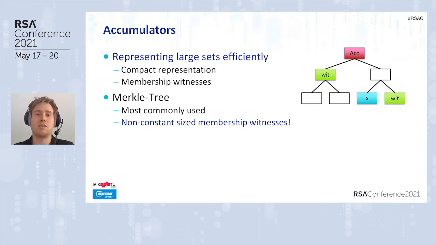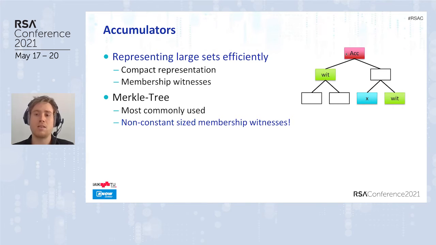In this presentation, I will mainly talk about cryptographic accumulators. Accumulators allow us to represent a large set very efficiently. As an example, I want to talk about the Merkle tree accumulator, which is the most commonly known and most commonly used. So the Merkle tree is basically just a tree where each node is the hash of its children. And for an accumulator, all the elements of the set we want to accumulate are located in the leaves, and the accumulator itself is then the root node.